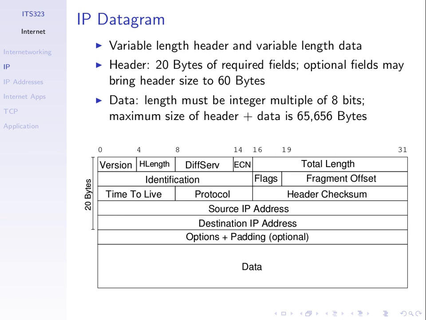20 bytes: you see there are five rows in this picture. Each row is 32 bits in length, 4 bytes. So the header typically is 20 bytes for an IP datagram. The data can range up to about 65,000 bytes. So the total size of header plus data is limited by 65,535. But in practice, it's usually much smaller, in the order of hundreds of bytes, maybe thousands of bytes. It's often limited by the subnet technologies.